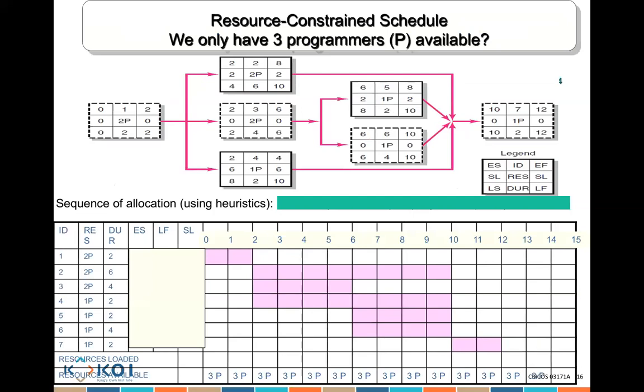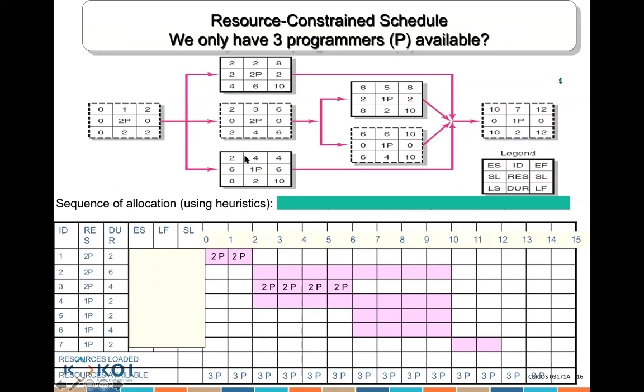Okay, so we've allocated this. Now, let me ask you, next I'm going to do either activity 2 or activity 4. Which one has the shortest duration? Activity 2 has 6 days duration, and activity 4 has 2 days duration. So I can do activity 4 after.